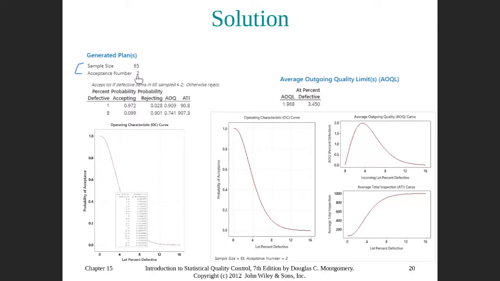Or if you are going to do double sampling, then you have to do as we said in the previous session. You have to collect all the defectives in the samples, and then decide whether to accept or reject. But assuming a single sampling with the given sample, the acceptance number is 2. That means if you exceed 2 defectives in the sample size of 65, you will reject the whole lot.